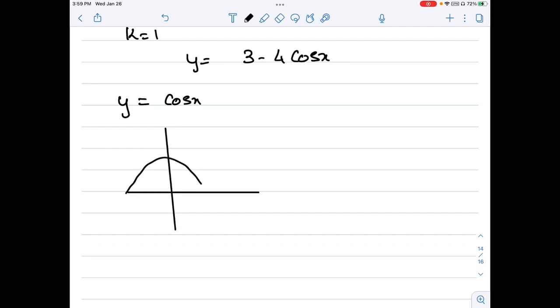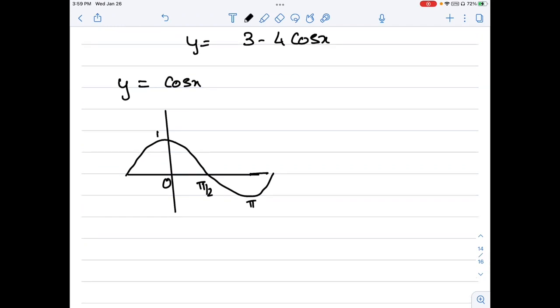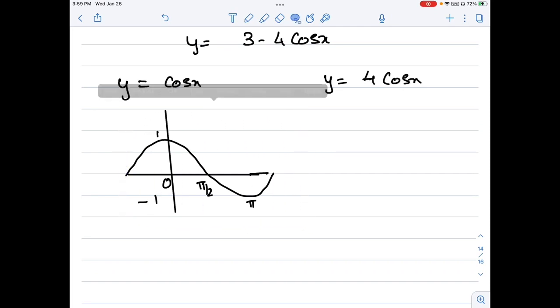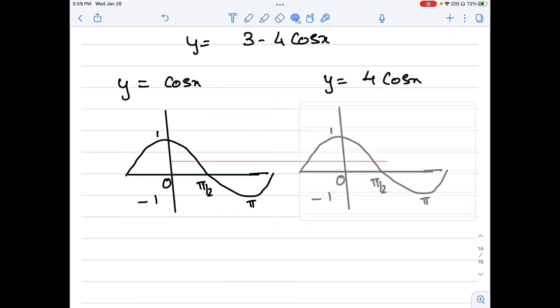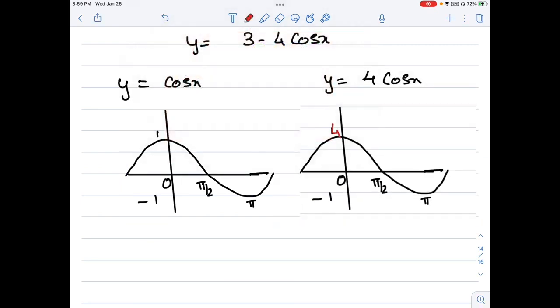So it should be in this way. 0, pi upon 2 and pi. I want only up to pi. Cos x, 1 and negative 1. Now I want for 4 cos x. What can I do? I can copy this one and make them numbers as 4 and negative 4.